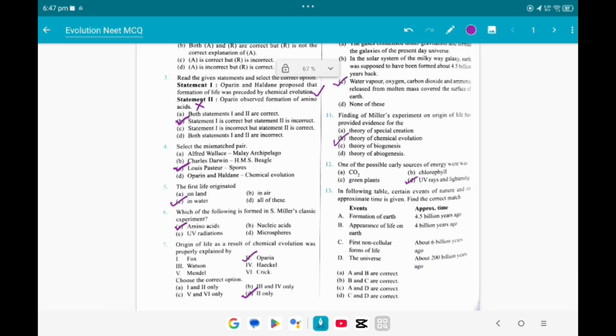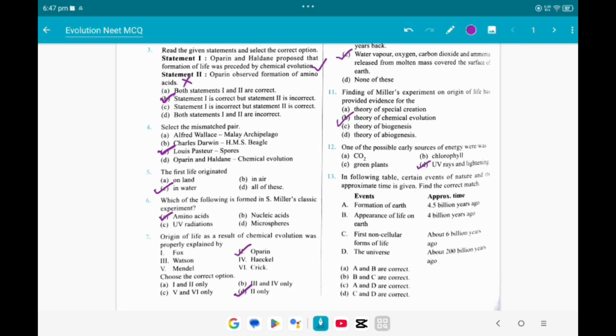In question 13, in the following table certain events of nature and their approximate times are given. Find the correct match. Okay, let us see this. Formation of Earth 4.5 billion years ago. This is true. Appearance of life on Earth 4 billion years ago. This is also correct. Now, let us read option C. Option C is saying first non-cellular forms of life, about 6 billion years ago. This is not correct. It would have been correct if the answer was 3 billion years ago.